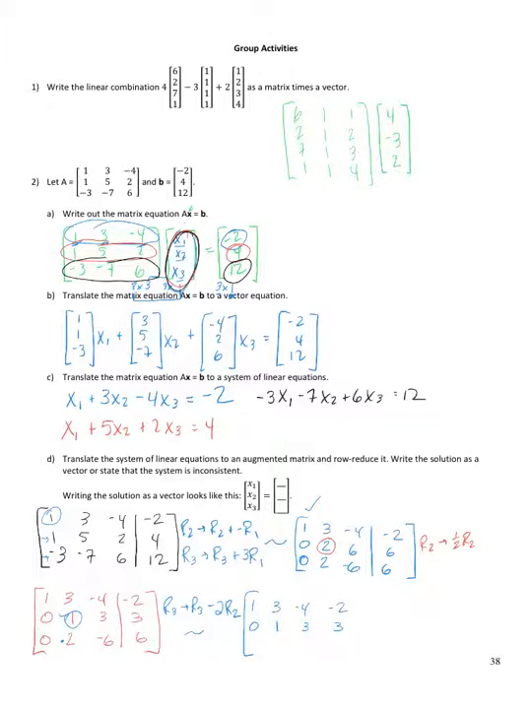Okay, so row 3 minus 2 row 2. So 0 minus 2 times 0 is still 0. 2 minus 2 times 1 is 0. Negative 6 minus 2 times 3 is negative 12. And 6 minus 2 times 3 is 0.